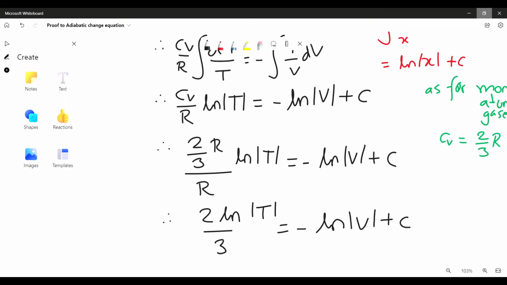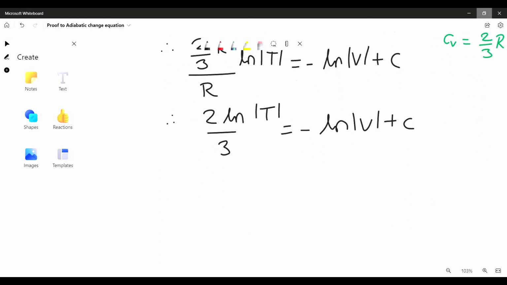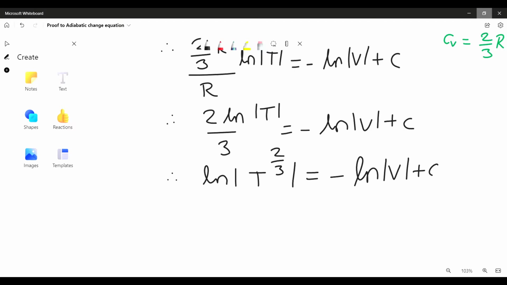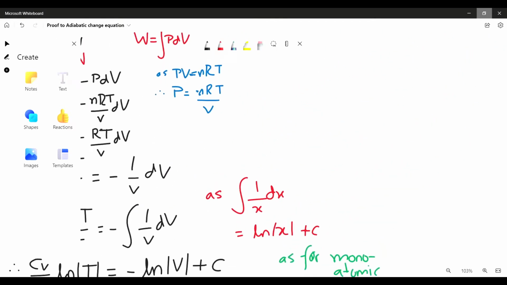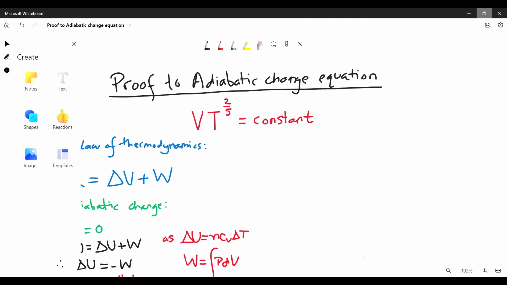And here we can just use some basic exponent laws. Because it's multiplying the logarithm, we can just take that to the power, 2 over 3, is equal to minus ln V plus C. And I just realized I wrote something wrong here. This is over 3, of course. Sorry for that.